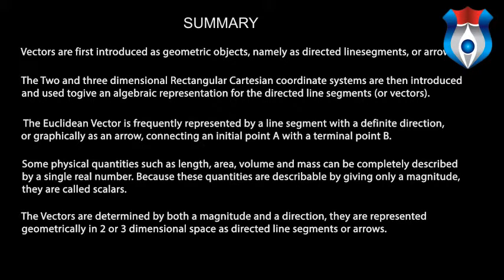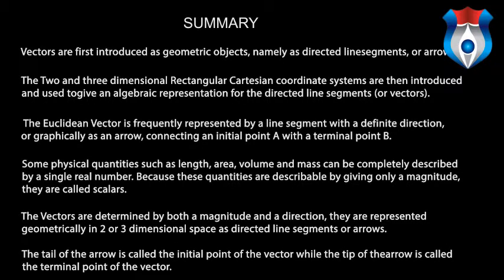Vectors are determined by both a magnitude and a direction. They are represented geometrically in 2 or 3-dimensional space as directed line segments or arrows. The tail of the arrow is called the initial point of the vector, while the tip of the arrow is called the terminal point of the vector.